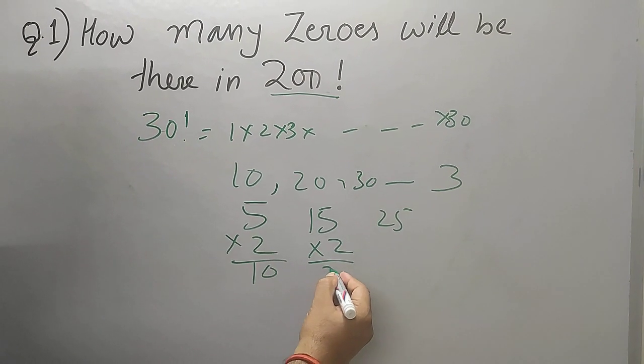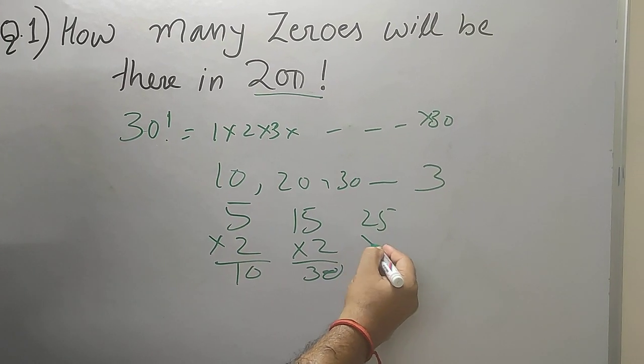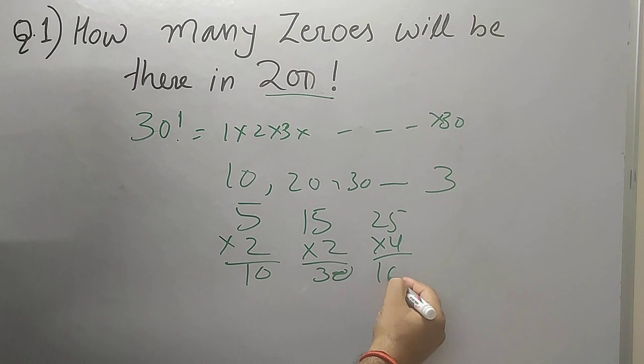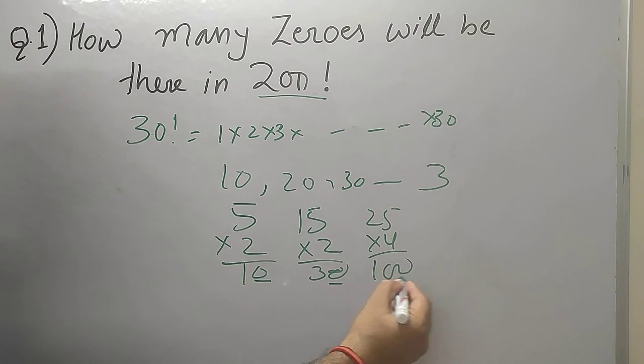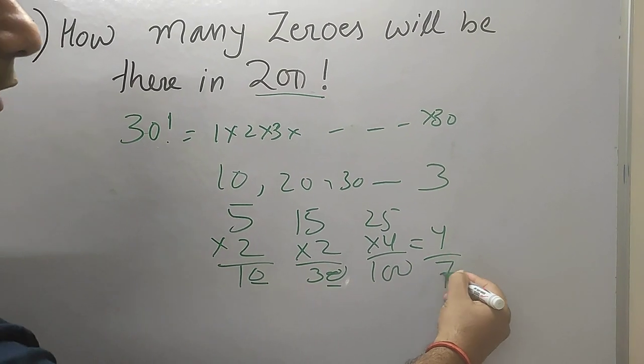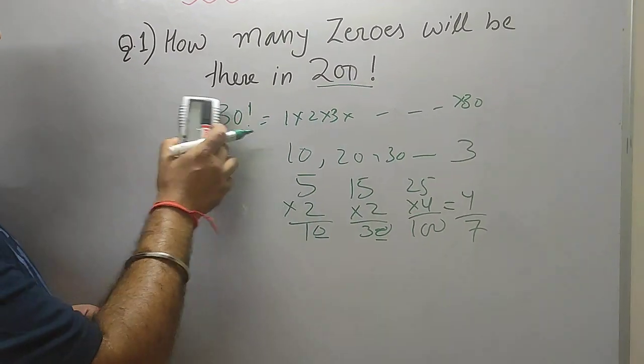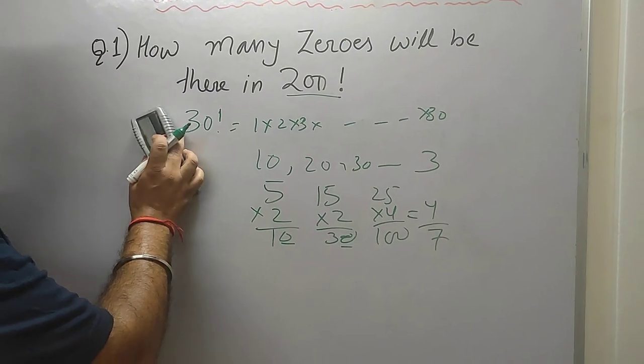15 into 2 you get 30. And 25 if you multiply by 4 you get 100. So 1, 2, 3, 4, four more zeros. So total are 7 zeros. But you cannot solve the question like this in a competitive exam.